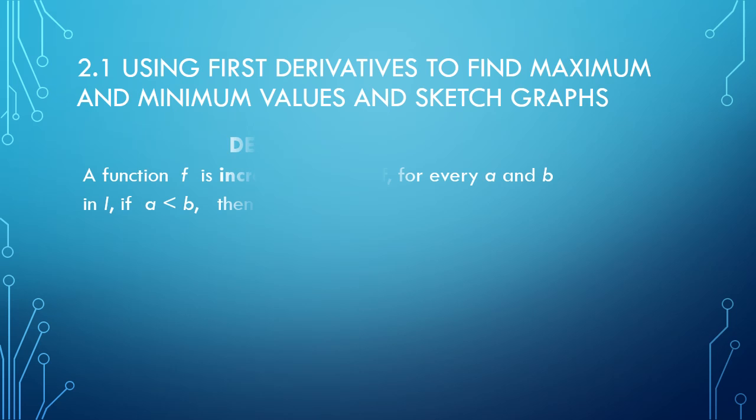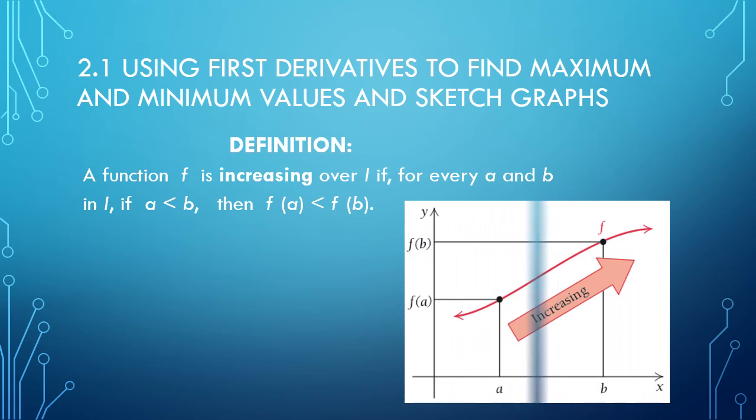Okay, we're going to start with a definition. That definition says that if you have a function, it is increasing over I, a given interval, if for every a and b in that interval, when a is less than b, then the function value at a is less than the function value at b. Or in other words, when one x value is less than another, then the y value for that smaller x is smaller than the y value for the larger x.